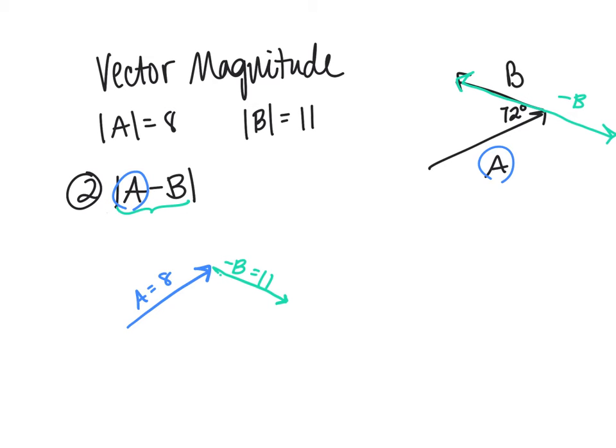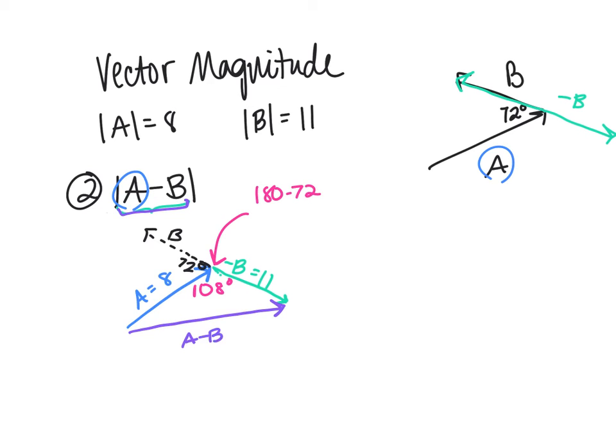So the other piece we have to figure out is that angle. We know when we had a positive B that the angle was 72 degrees. Well, negative B is just going to be on a straight line. So keep in mind, your straight lines are supplementary, meaning they add up to 180 degrees. So to find that angle in there, we need to do 180 minus 72. And that'll give us our new angle in between. Because now our end goal, that A minus B vector, is going to connect the beginning of A to the end of negative B. And there's A minus B.